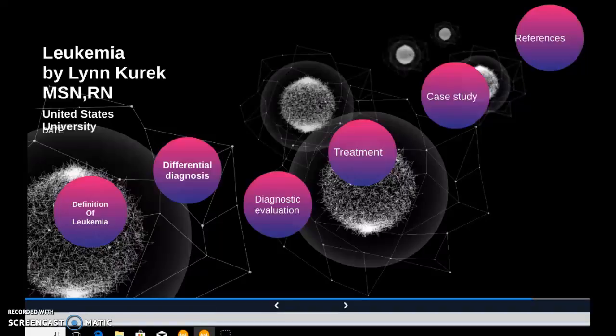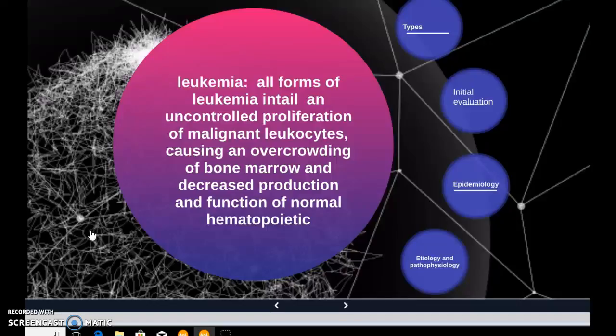So when we talk about leukemia, we're going to start with a definition. Leukemia is really a neoplasm that arises in the bone marrow, and then spreads to the peripheral blood and throughout our body. The common feature of all leukemias, because we're going to talk about different types, is an uncontrolled proliferation of malignant leukocytes, which causes an overcrowding of the bone marrow and a decreased production and function of our normal hematopoietic cells.